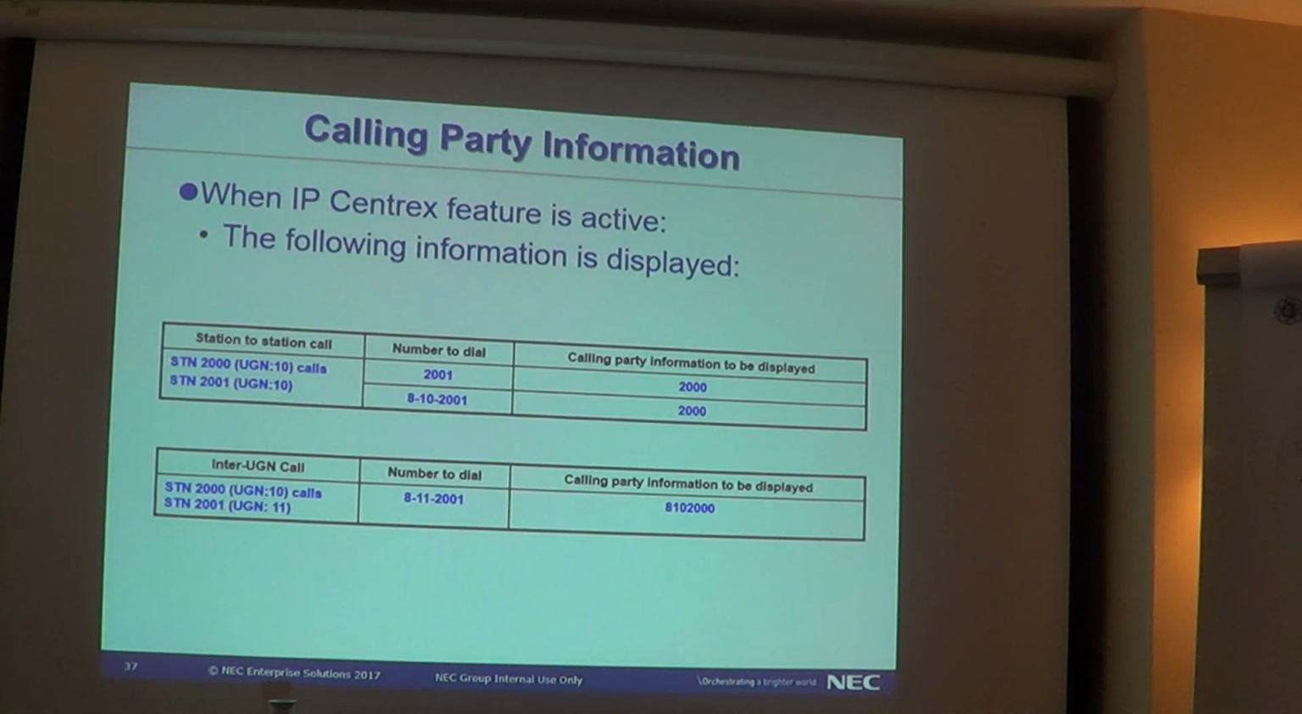When the IP-centric feature is enabled, station 2000 from user group 10 can call 2001 from the same user group. If I want to dial, I just dial 2001. If I want to dial a station in a different user group, I have to dial, for example, the access code, the user group number 10 and 2001. Within the same group, I can call my extension number. Otherwise, we need to dial the complete access code number.